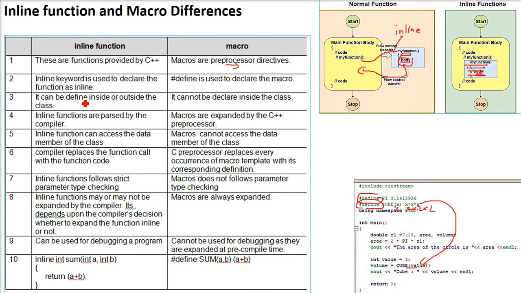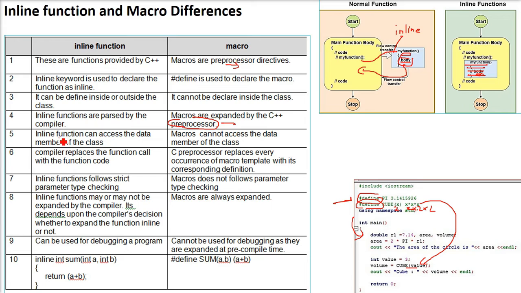An inline function can be defined inside or outside the class, but a macro cannot be declared inside the class because it is a preprocessor directive. You never write #define inside your class. Before anything can happen, this is handled as a preprocessor directive. Inline functions are parsed by the compiler, but macros are expanded by the C++ preprocessor. So before the compiler there is a preprocessor. The preprocessor works on macros and the compiler works on inline functions.